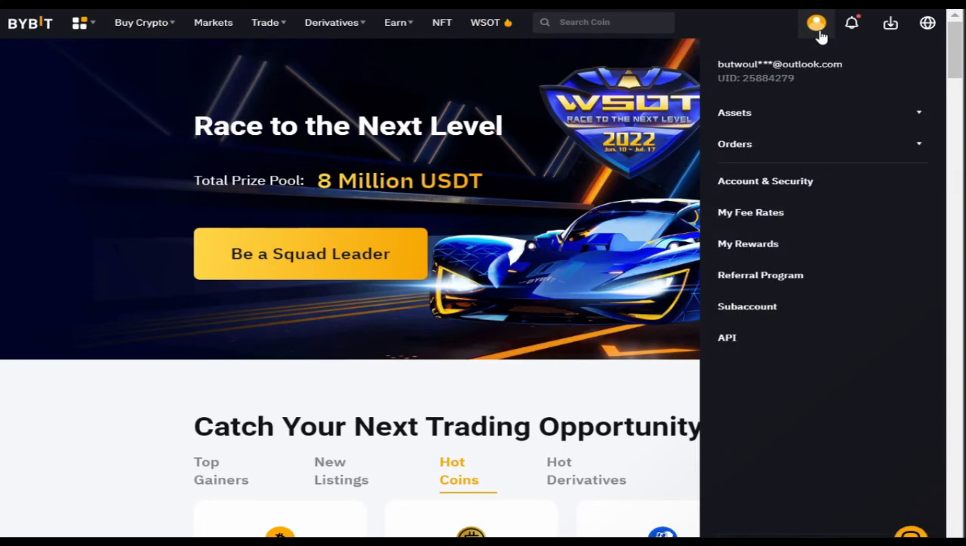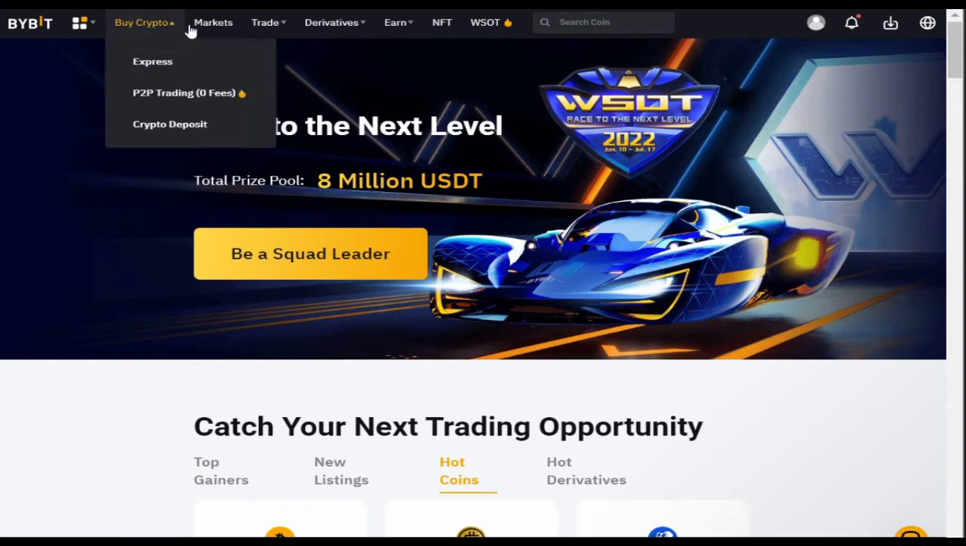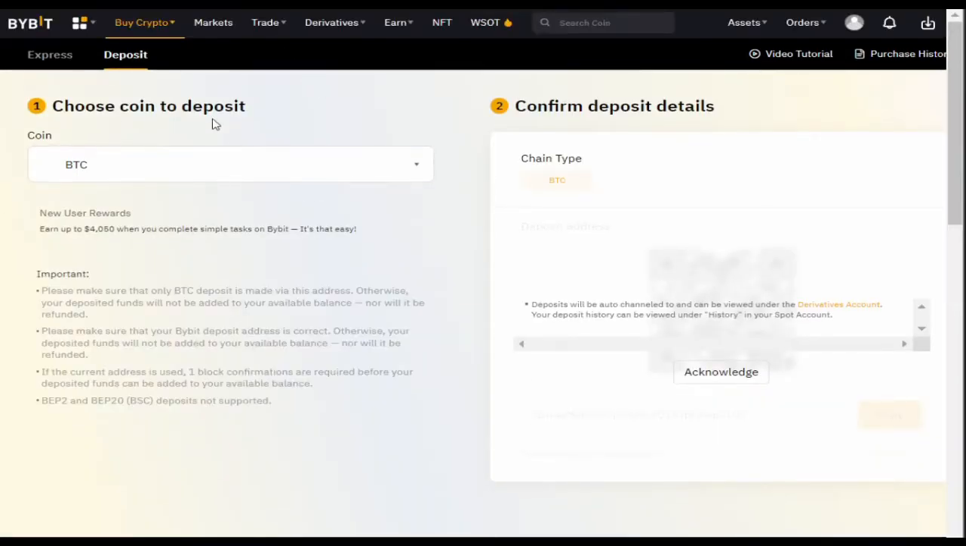When you create an account, it's pretty simple. Put in your email, a few other details, and you can get signed right up. And then after you're signed up on your account, what I did is I went here to the buy crypto tab, and then crypto deposit. And then it gives you right here your options of what you want to deposit, right?